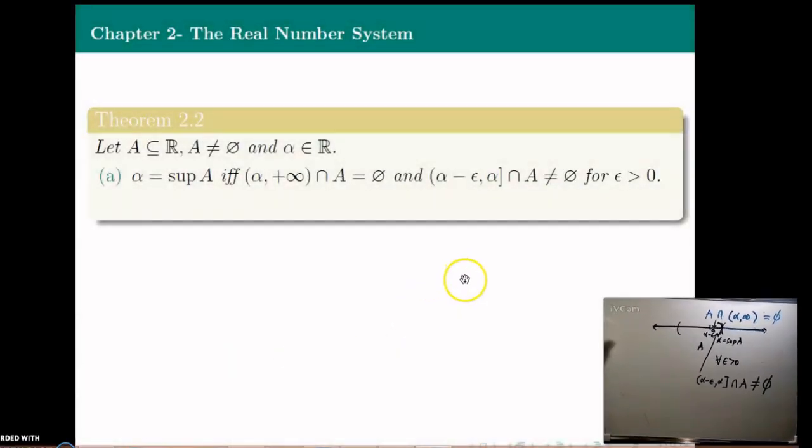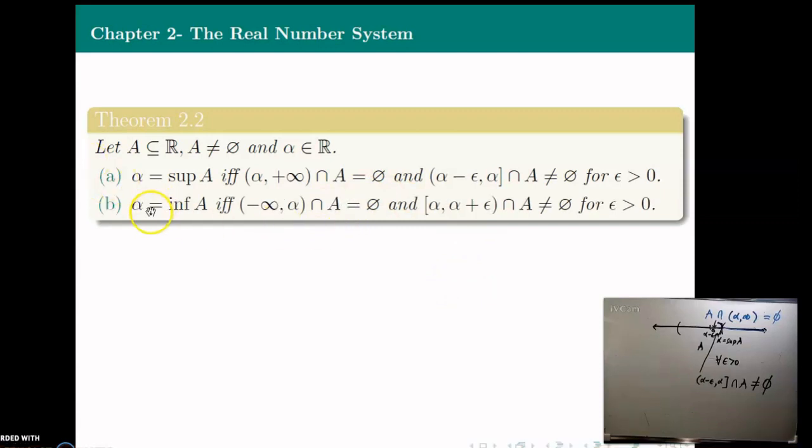And then for the next statement, alpha is the infimum of A if and only if the intersection of this interval and A is empty, and the intersection of this interval and A is not empty for any epsilon greater than 0. So the explanation is most likely the same as for the second statement.